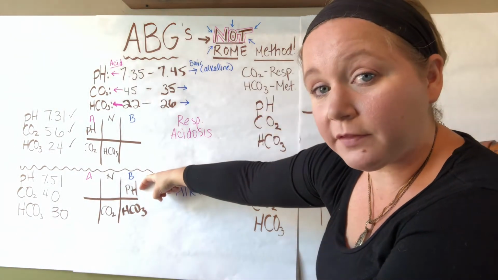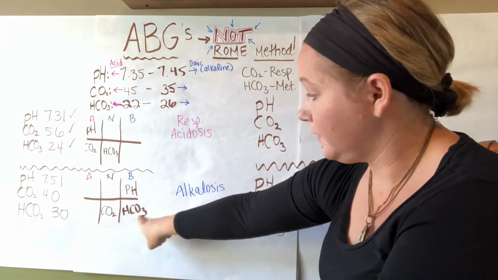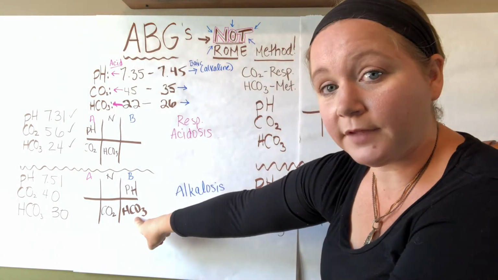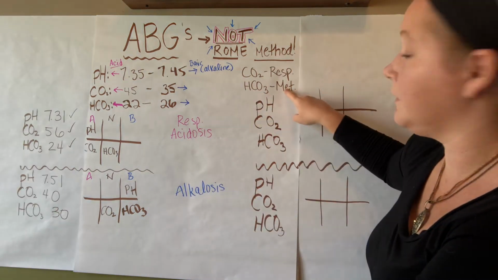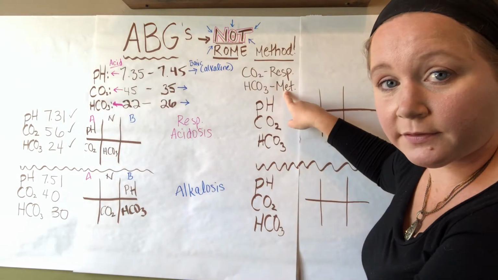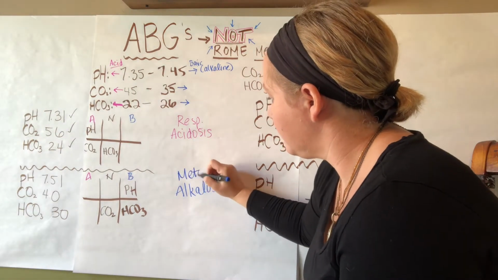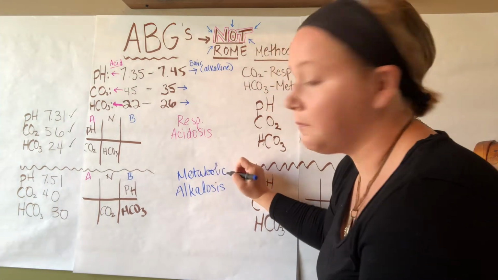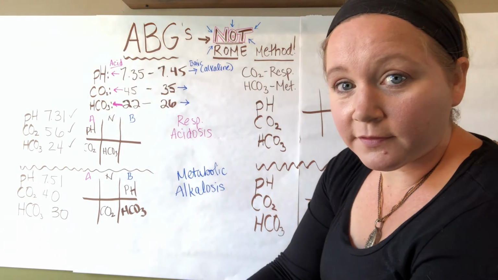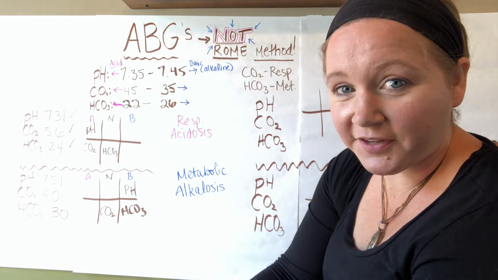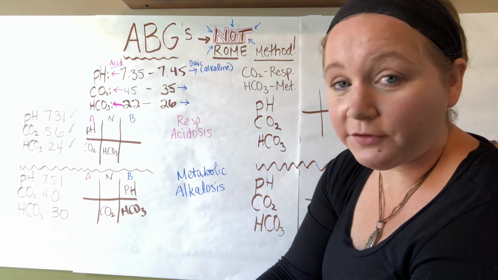Per the grid method, here's my pH. Look directly underneath it. What's sitting right there? HCO3, right? And what does HCO3 represent? Metabolic. So this person is in metabolic alkalosis. How's that treating you? Go back and rewatch that if you need to.